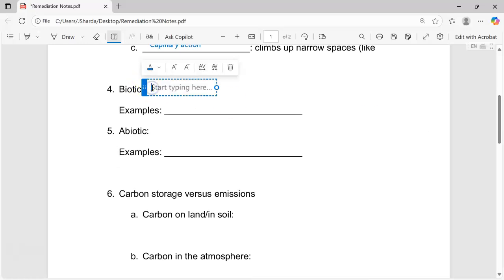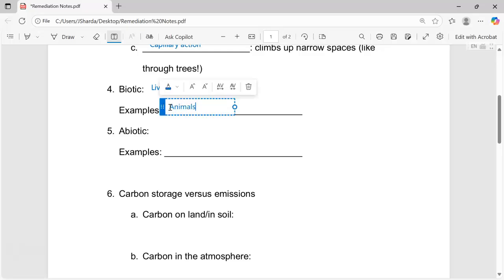All right, so let's move on to the next part. Biotic simply means living. You might be asked for some biotic factors in ecosystems. Some examples of this might be animals, humans, plants. Plants are living. Please do not say that plants are not living. They perform photosynthesis. They are absolutely living. Bacteria, anything that is made up of cells, fungi. Those are examples of biotic factors.